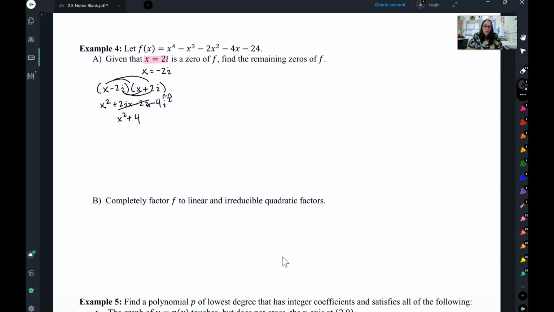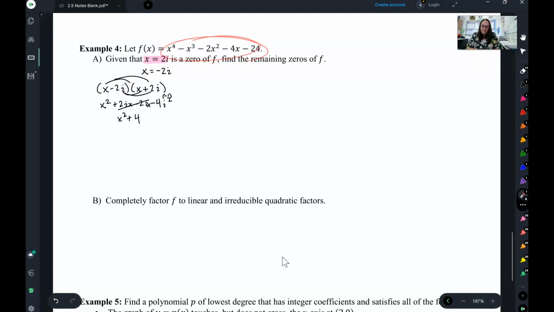And here's what I'm going to do. I know that this is one of my factors. So to find the rest of them, I can take my big equation and divide by my irreducible quadratic. And you actually have to do it this way because you cannot do synthetic division with imaginary numbers. It doesn't work, unfortunately. So instead of doing synthetic division, you have to find your conjugate pair, FOIL them together to get your irreducible quadratic. So let's do my long division.